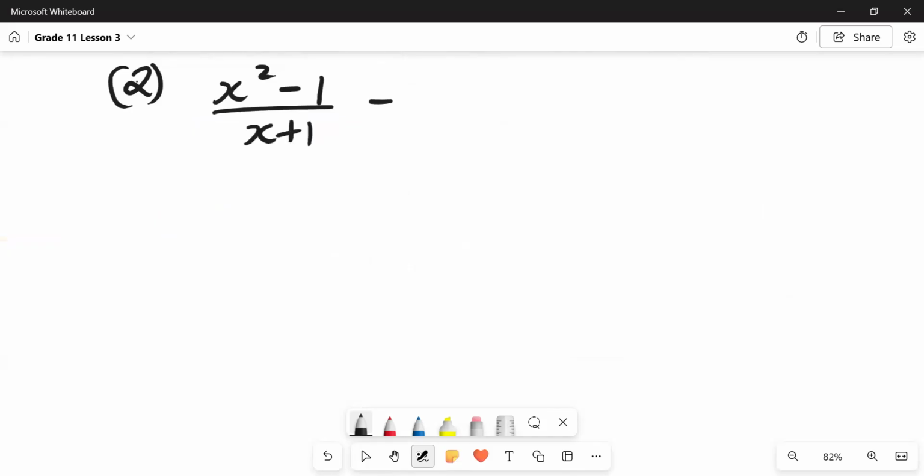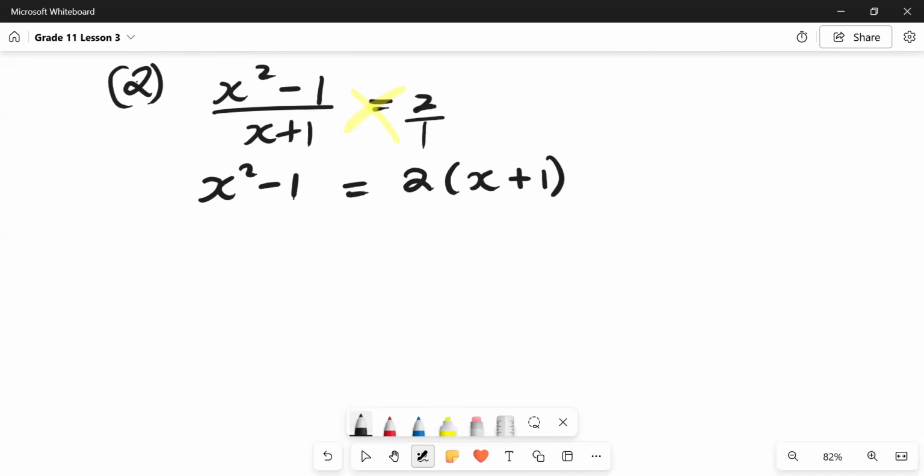So for this one, the LCD is x plus 1, right? You multiply by your LCD. But again, you can just cross multiply there. So when you cross multiply, you'll end up with x squared minus 1 equals 2 times x plus 1, right? And then from here, get rid of the bracket. That's x squared minus 1. And then from here, transpose everything. X squared, that's minus 2x. Transpose positive 2, it becomes minus 3 equals 0.